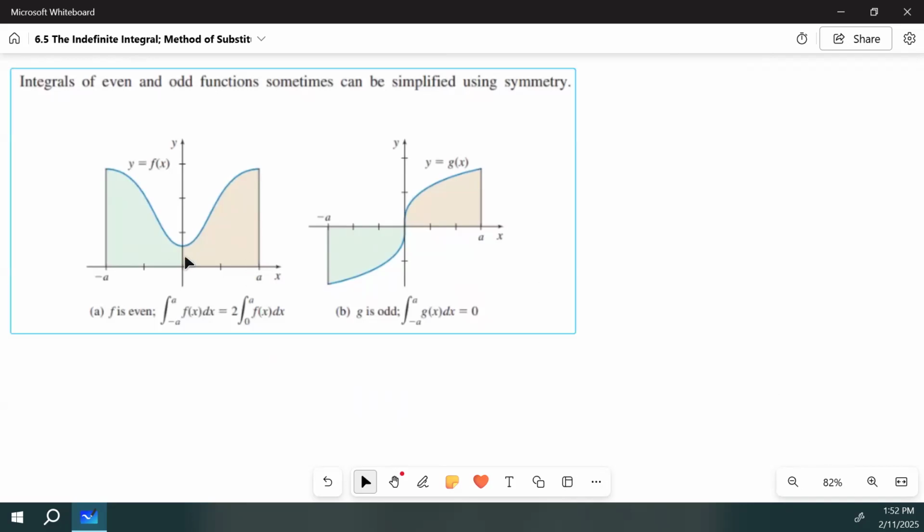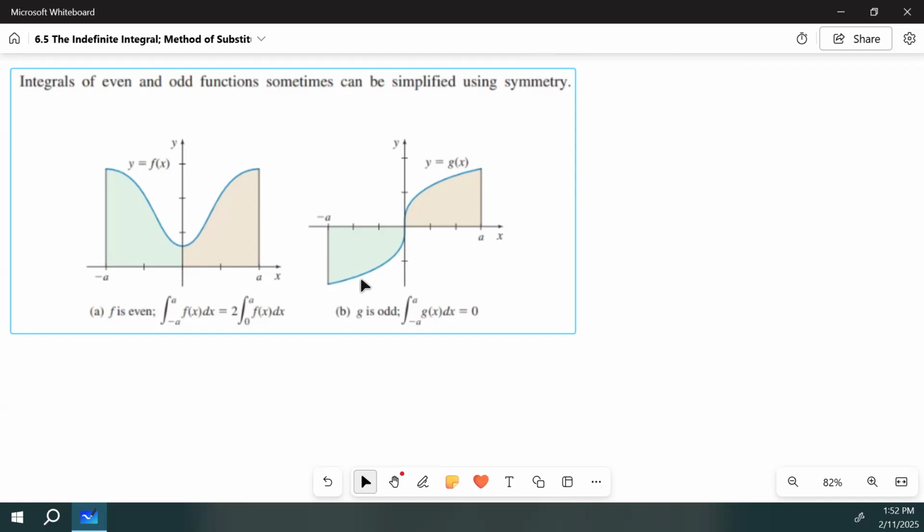So, if we look here, we have an even function right here, okay? If f is even and you're integrating over a symmetric interval, so negative a to positive a, since the graph is a reflection of itself, it's the same as if you did twice the integral from 0 to a because of the symmetry.